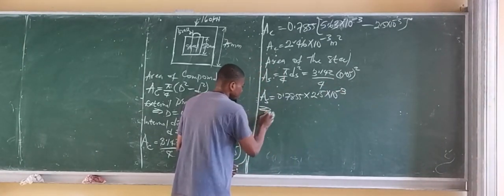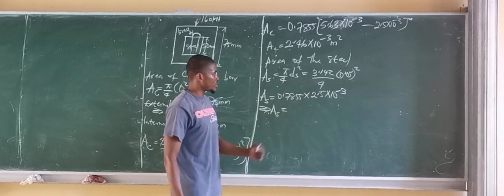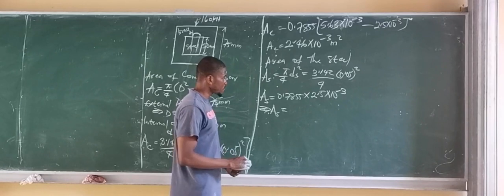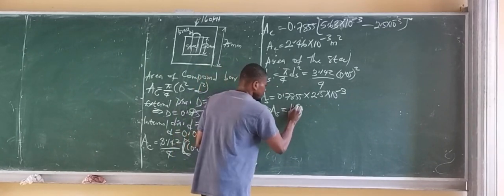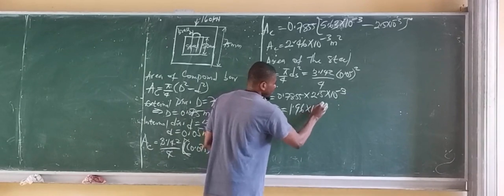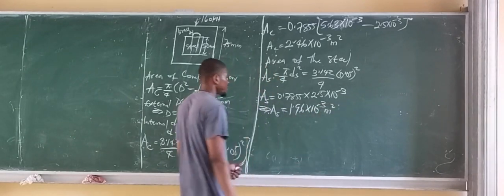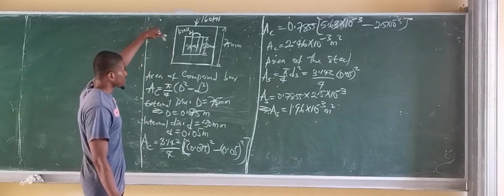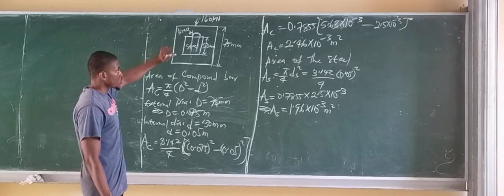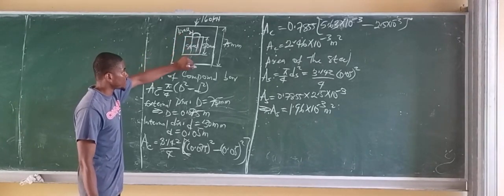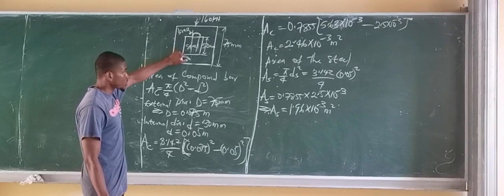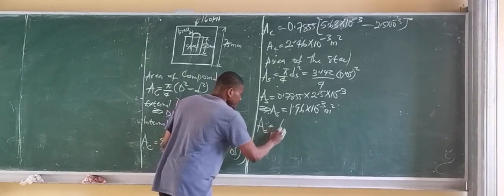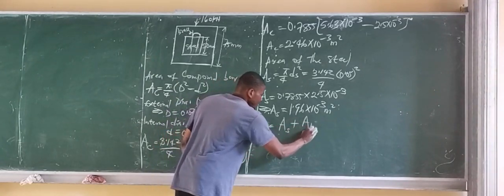So what is the value for this area? Multiply what you have. We have 1.96 times 10 to the power of minus 3 meters squared. Okay, now take note. The steel bar and the brass bush are actually inside the compound bar itself. So it means the total area of the compound bar is equal to the area of the steel bar plus the area of the brass itself. So the area of the compound bar, A_c, is simply the area of steel plus the area of the brass.